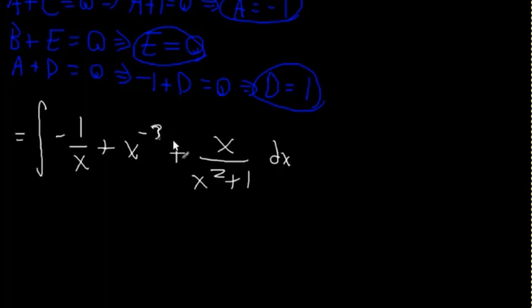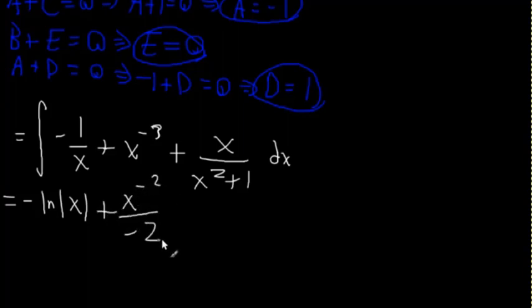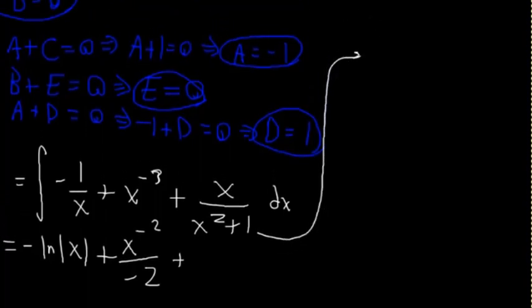And so now we can integrate all 3 of these pretty easily. So the integral of -1 over x is the negative integral of 1 over x, which is just the negative natural log of the absolute value of x. And then for x to the -3, we have to use the reverse power rule. So -3 plus 1 is -2, which means we will have plus x to the -2 over -2. I'm not simplifying just yet. Plus, we'll have to do a little bit more work on this one, so I'll just move this to the side right here and make this green. So we want to find the integral of x over x squared plus 1.